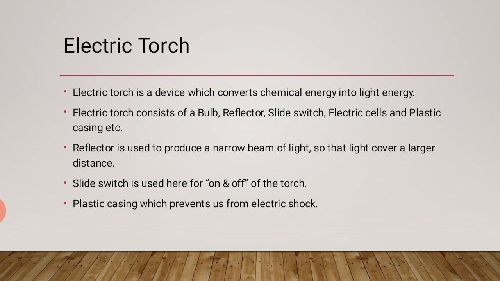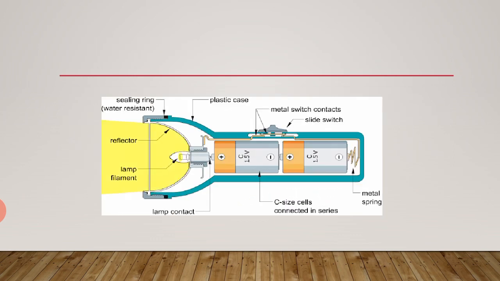The next thing is the electric torch. An electric torch is a device which converts chemical energy into light energy. Here are the parts of an electric torch. An electric torch consists of a bulb, reflector, slide switch, electric cells and plastic casing. In the next slide I will show you the diagram of the electric torch.